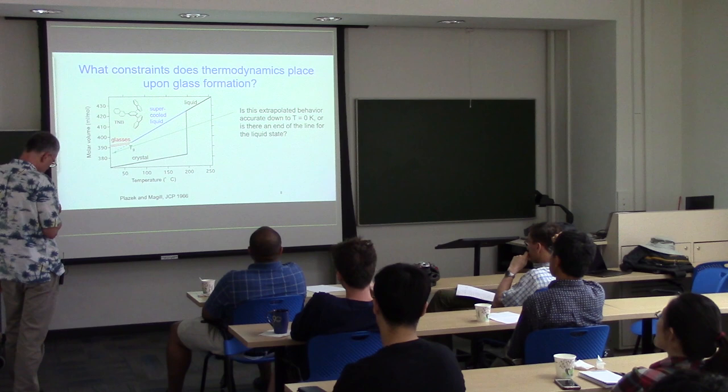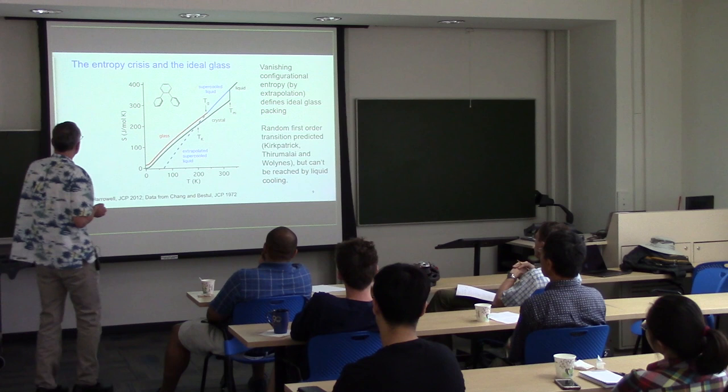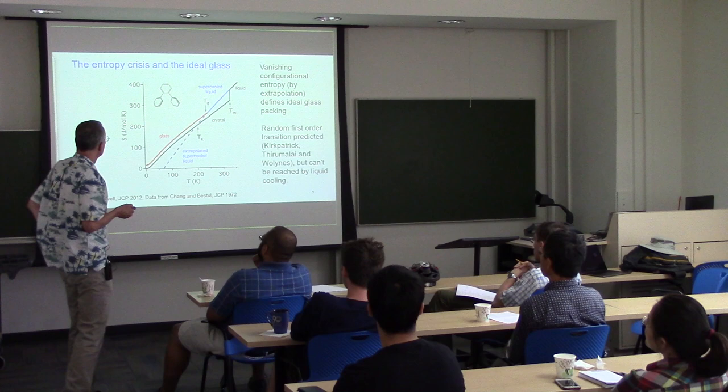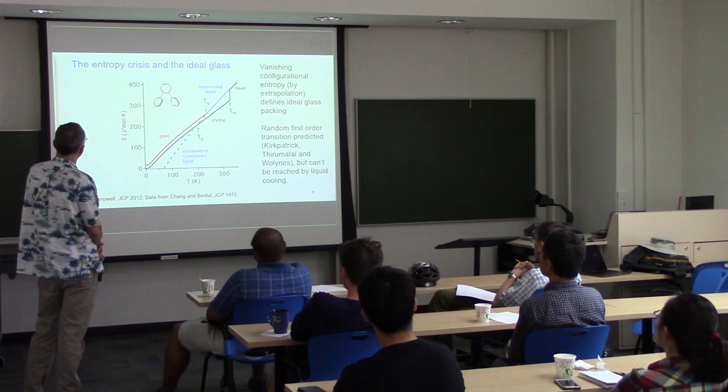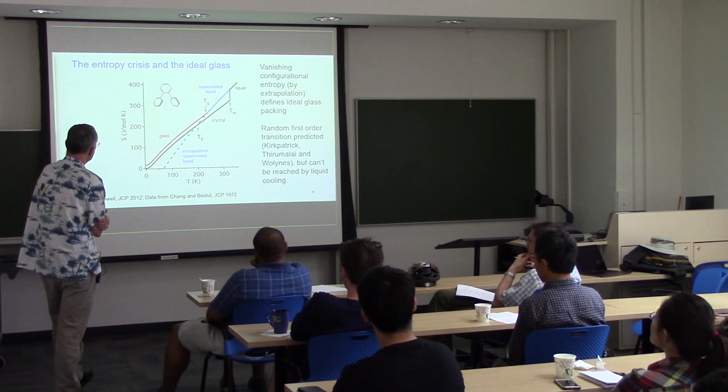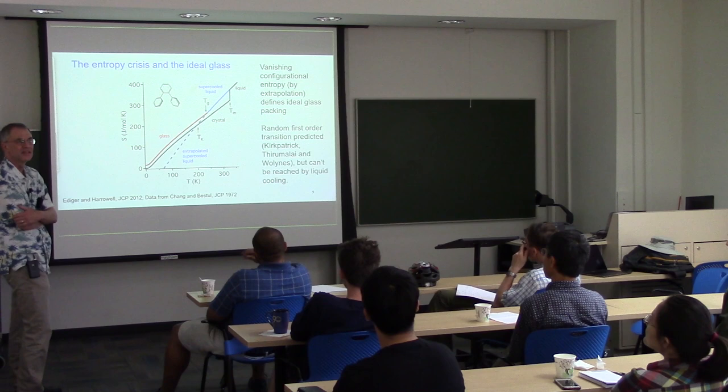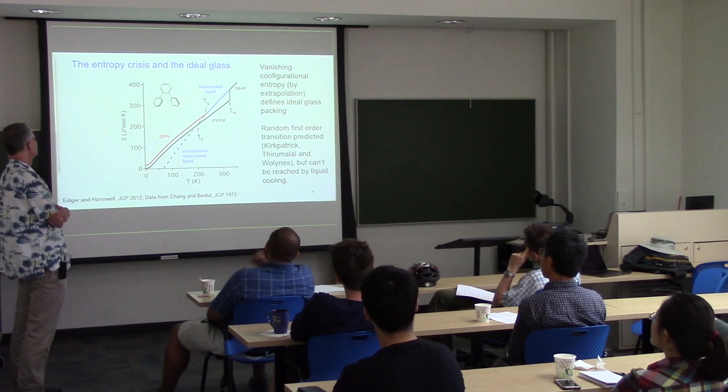So let me show you that argument. It has to do with the entropy. This is usually called the Kauzmann entropy crisis, but the data for this goes back to the 1930s, the first data from Simon. Here's data for another organic molecule, orthoterphenyl, and absolute entropy as a function of temperature. Again, in black, you've got the equilibrium states. In blue, you have the supercooled liquid. And then dashed blue is the extrapolation of the supercooled liquid entropy.